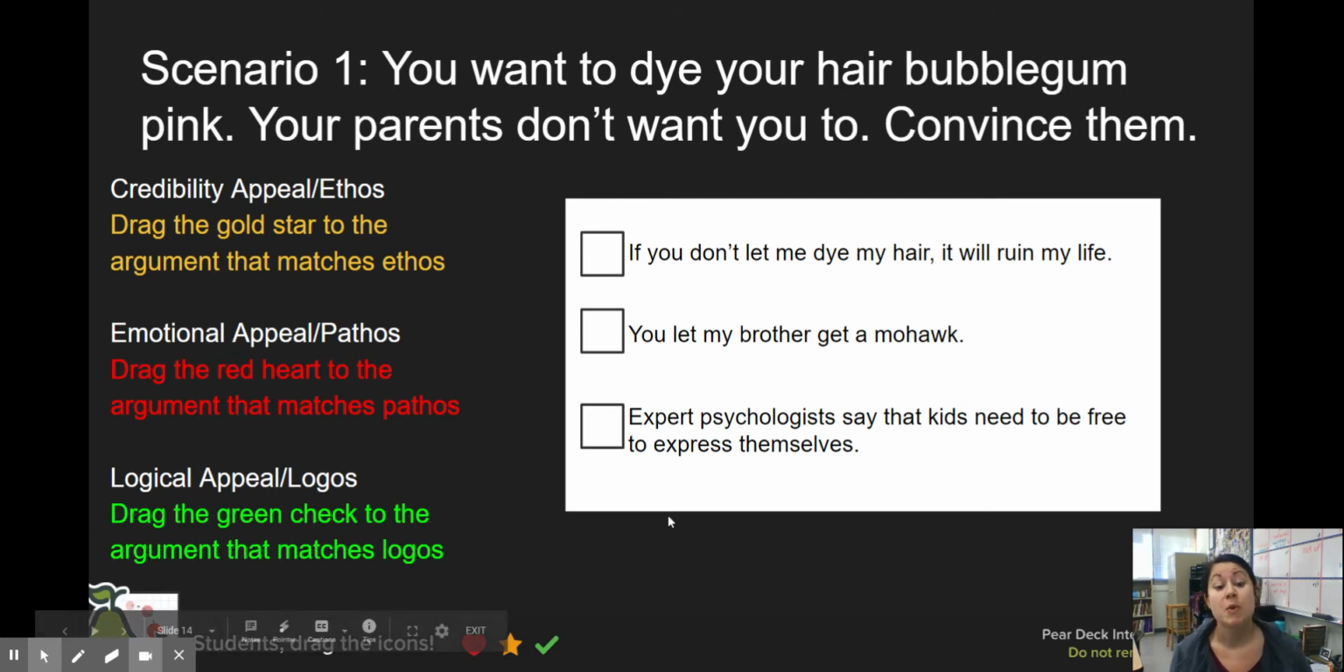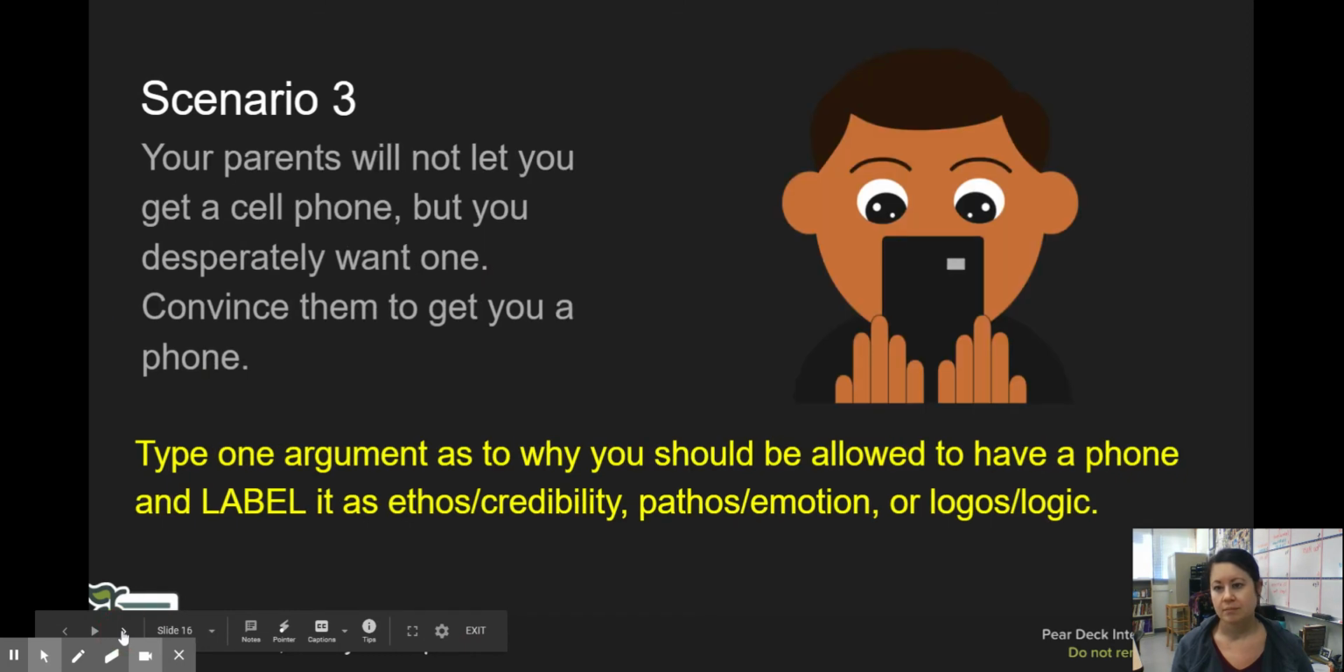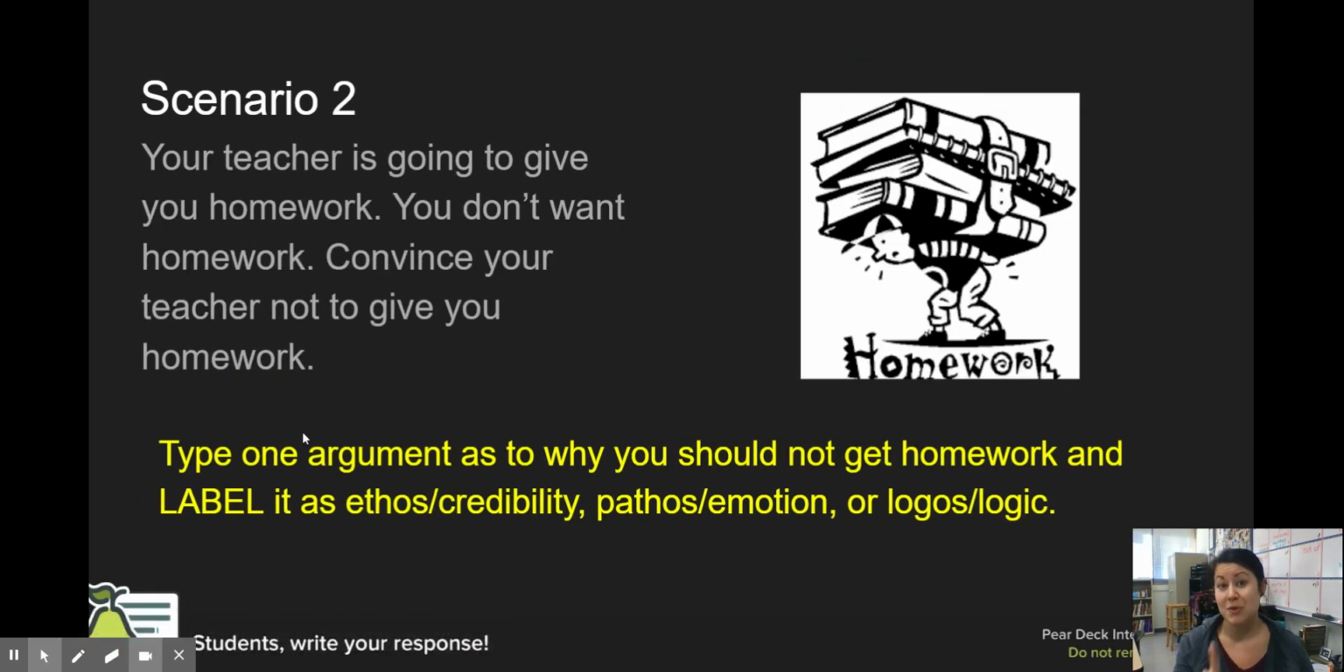Or, expert psychologists say that kids need to be free to express themselves. This is an ethos, a credibility appeal. You're showing that an expert psychologist, a medical expert, is saying you need that kind of freedom of expression to be an expressive and whole teenager. Or, very simply, a logical appeal: you let my brother get a mohawk. Well, it's perfectly logical. If you let him do it, why wouldn't you let me do it, right? You're going to be working through scenario 2 independently in the questions that follow our lesson today.